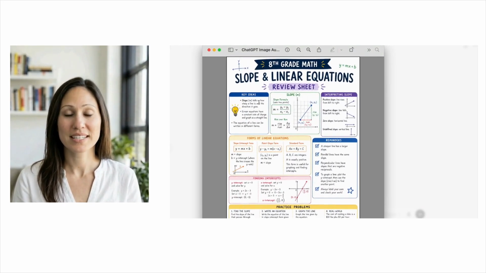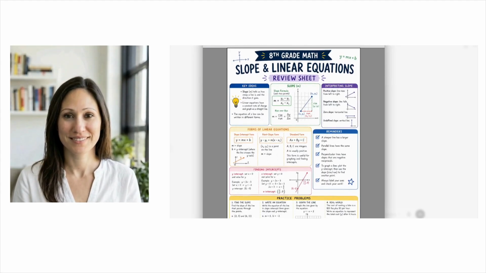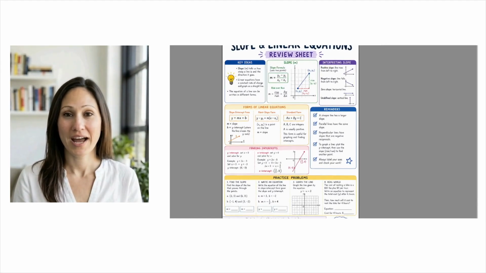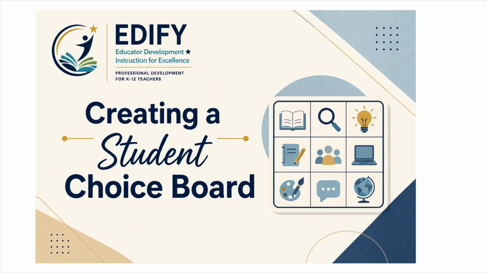In just a few moments, I have a complete review sheet that organizes the information for students. As I look through it, I can see key concepts, formulas, graphs, reminders, and practice problems all presented in one resource. And just like with the worksheet, this doesn't have to be the finished product. I can ask ChatGPT to make changes until the resource fits exactly what I taught and what my students need to review.